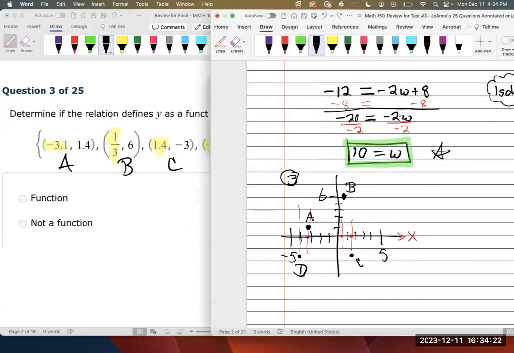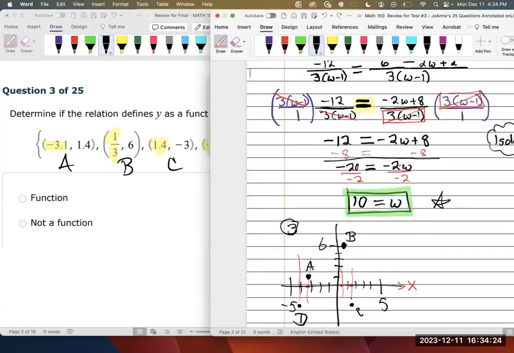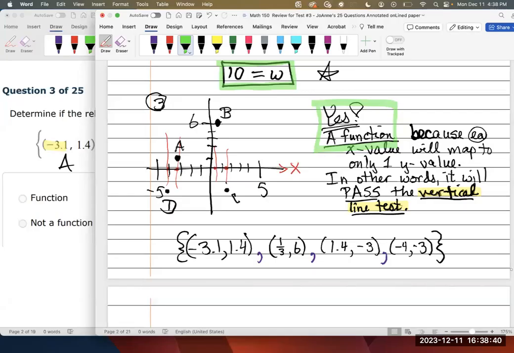So yes, it is a function. All right, so this problem right here, number 3, it is a function. This relationship between the x and y coordinates does actually represent a function because it passes the vertical line test. In other words, each of the x values maps to one unique y value.